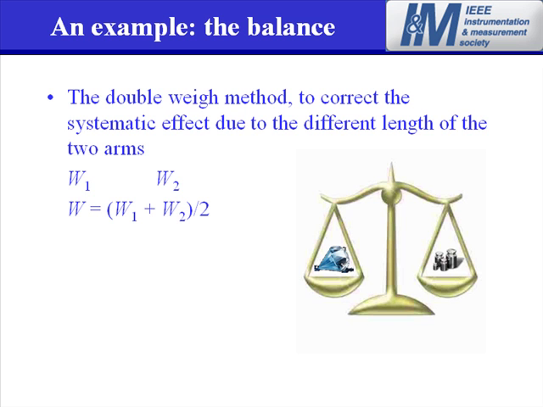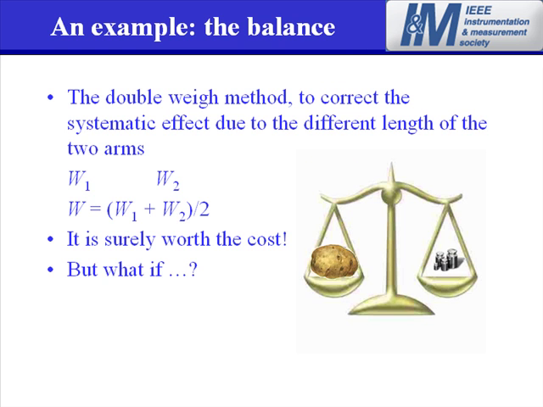To correct the effect of the different lengths of the arms, we must compute the average of the two measurements, as you see here. It's very, very simple, and this is surely worth the cost of the correction and the time we take to apply this correction, due to the value of the diamond that we are weighing. Yes, but are we sure that it is still worth the cost if we are weighing potatoes? I'm sure you don't have doubts about the correct answer.